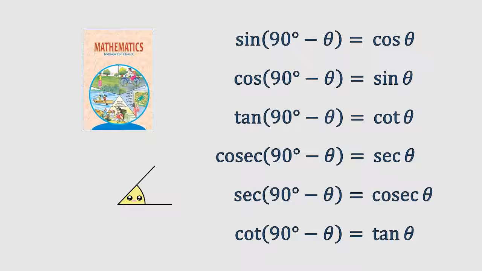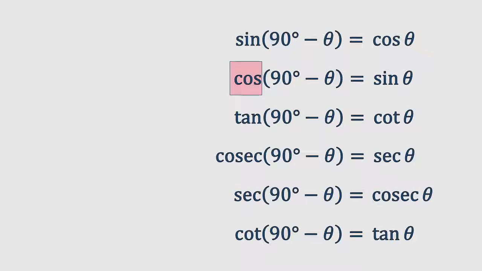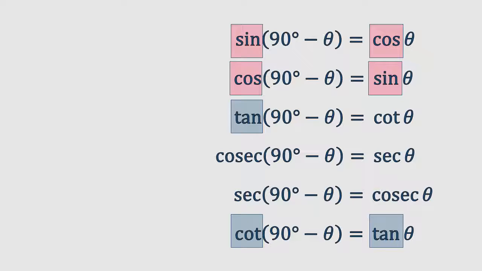For an acute positive angle theta, we say that cosine is the cofunction of sine, and so is sine the cofunction of cosine. Cotangent is the cofunction of tangent, and so is tangent the cofunction of cotangent. And cosecant is the cofunction of secant and vice versa.